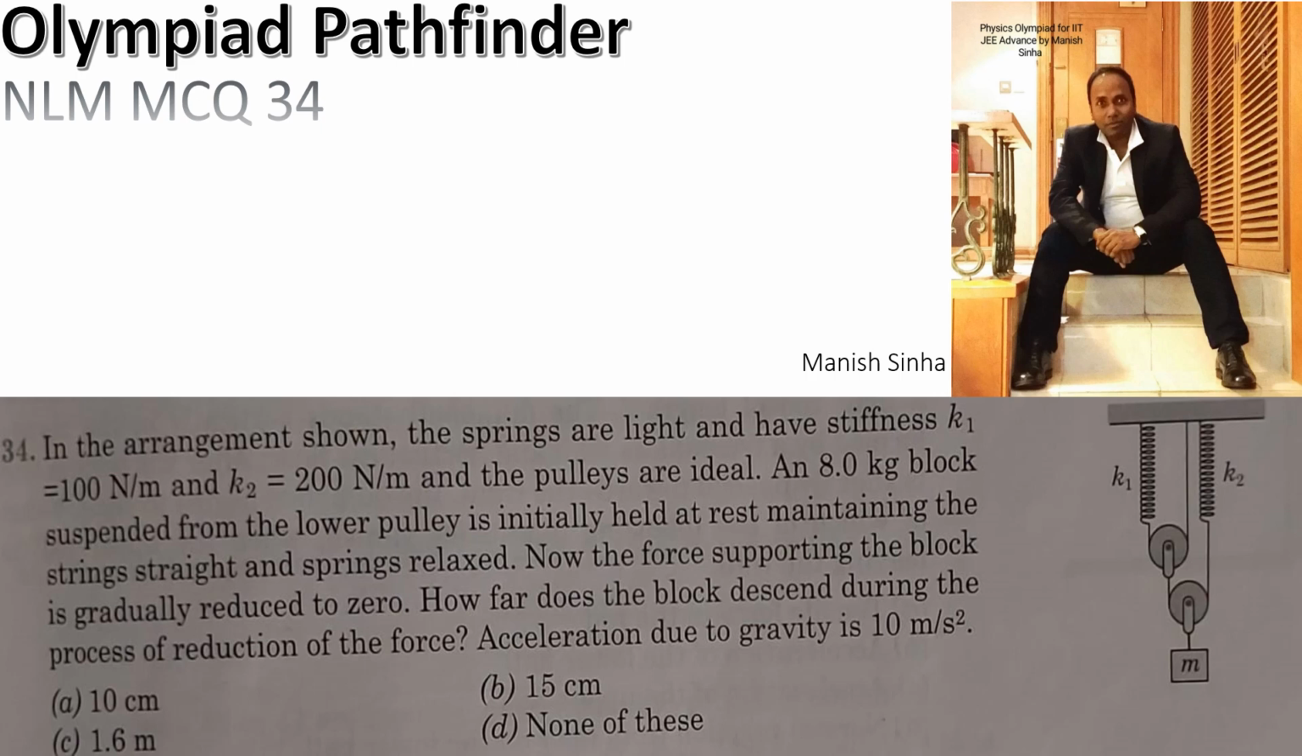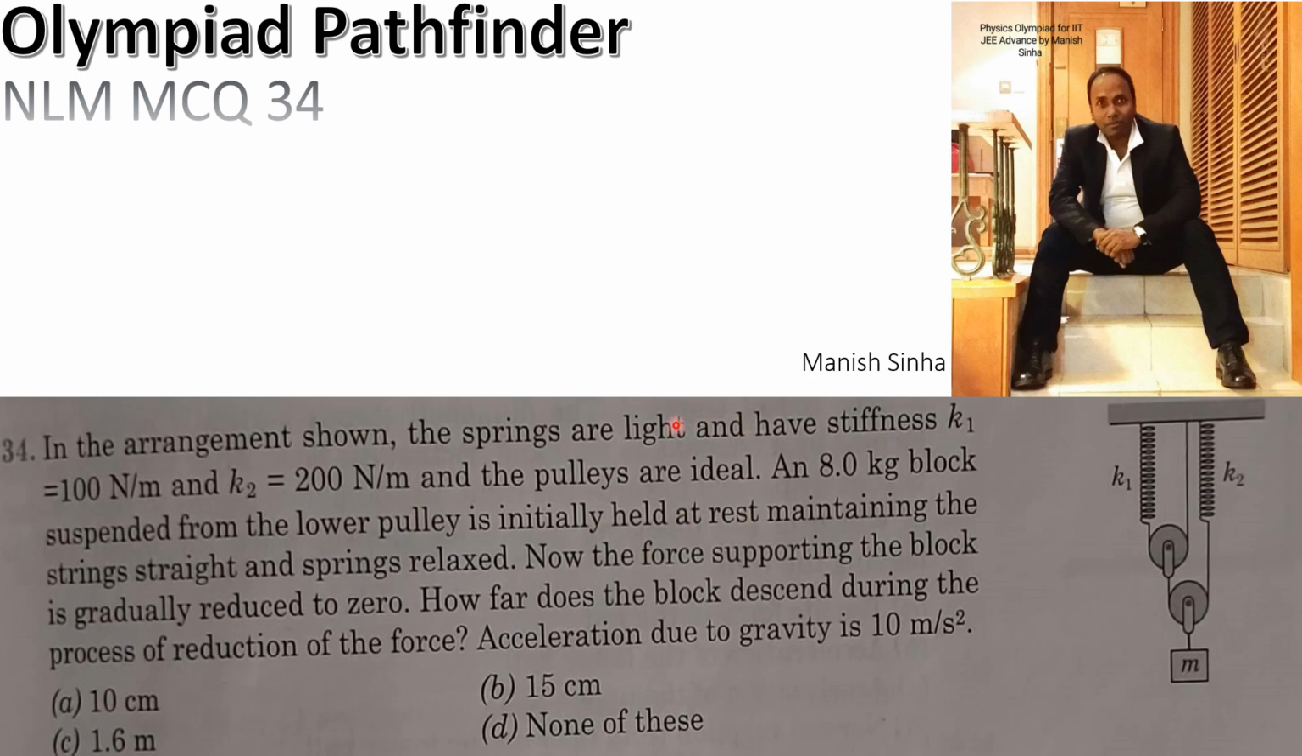Hello everyone, this question has been taken from Olympiad Pathfinder, multiple choice question number 34, chapter 2. Question is, in the arrangement shown, the springs are light and have stiffness K1 equal to 100 Newton per meter and K2 equal to 200 Newton per meter. And the pulleys are ideal.